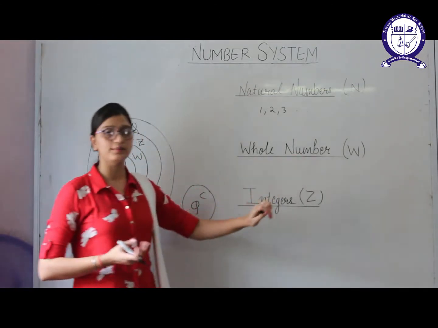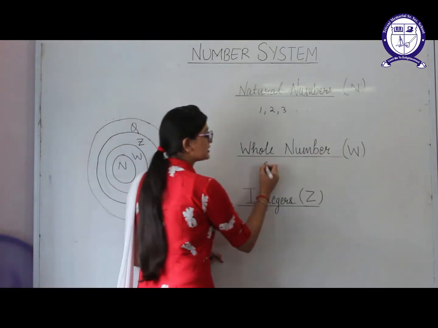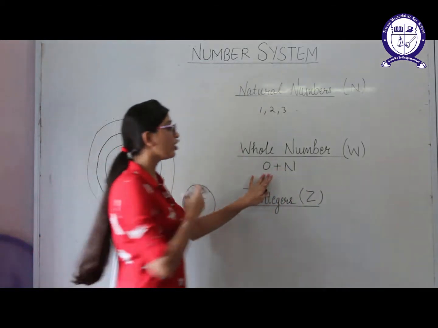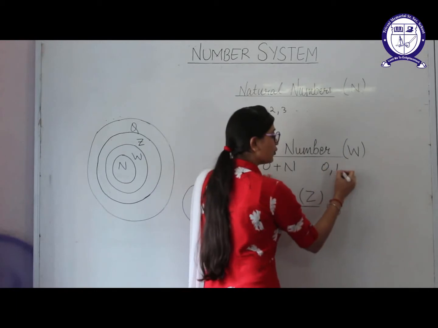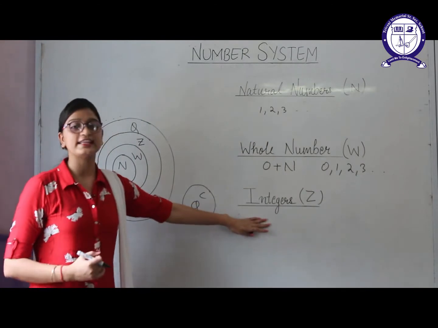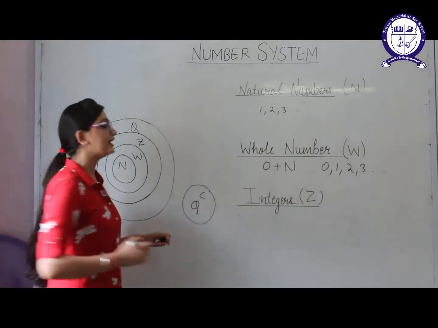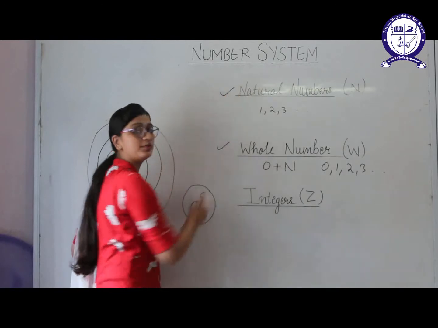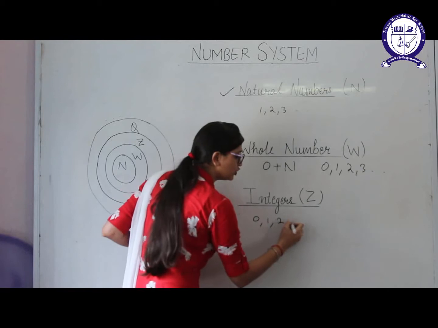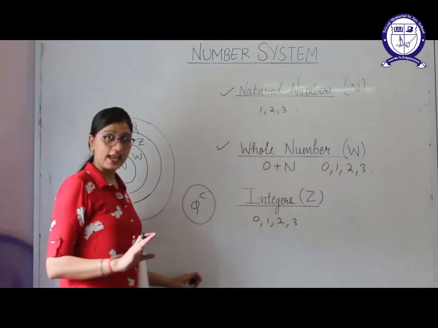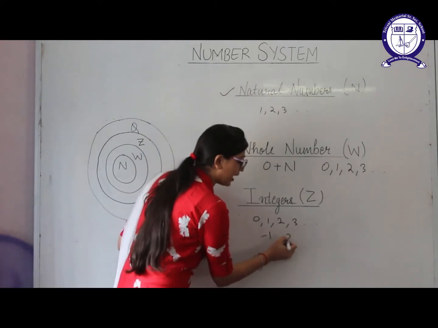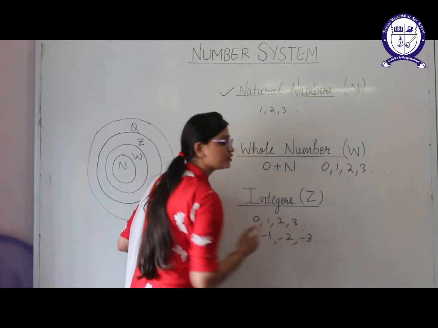Next set is whole numbers. Whole numbers are just 0 plus natural numbers. It contains 0 and all other natural numbers, 0, 1, 2, 3 and so on. Now our third set is integers, which basically contains our whole numbers and natural numbers both. That is, it contains 0, 1, 2, 3 and at the same time it also contains the negatives of these numbers, like -1, -2, -3 and so on.